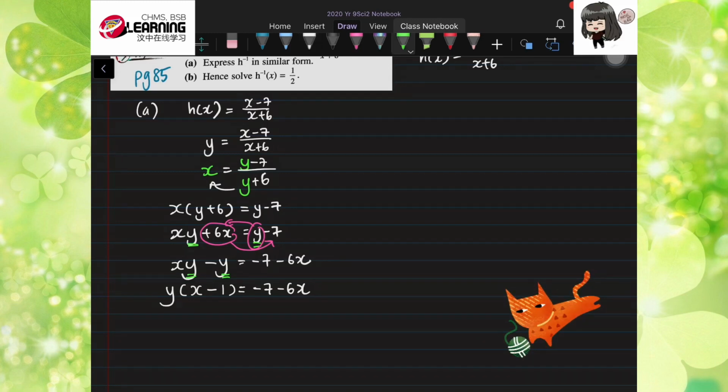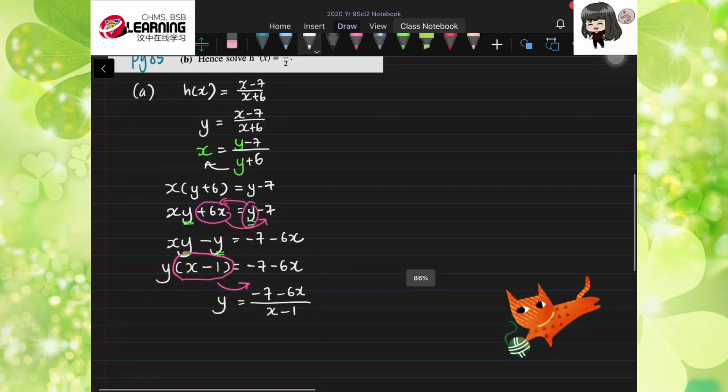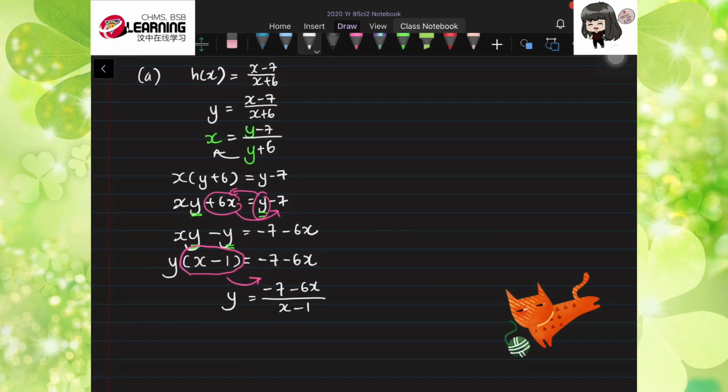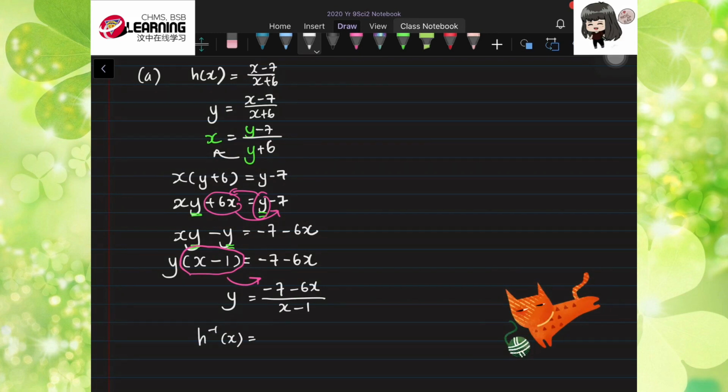So what you're going to do here is you move this whole bracket to the other side, and it becomes divide. So it will move down. Since it's a times, when you move there, it becomes divide. So everything will be over this. Okay, so you get your answer already, which is your H inverse. Now you replace back the y to H inverse. There you go, this is your answer.